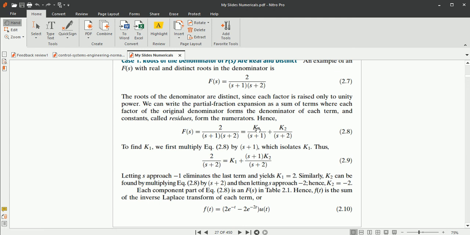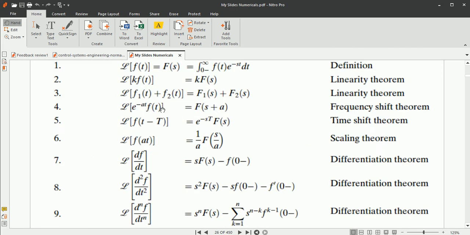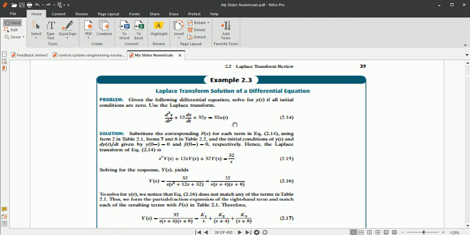So the inverse Laplace of 2 over s plus 1 will be 2 into e raised to power minus t, and minus 2 into e raised to power minus 2t. Here it is plus 2, so it becomes minus 2, like plus a becomes minus a. So this is the answer: 2 into e raised to power minus t minus 2 into e raised to power minus 2t into u(t). The u(t) is there because of this 1 over s, the frequency has been shifted. So you can see that theorem applied, this one. This is a very important theorem.